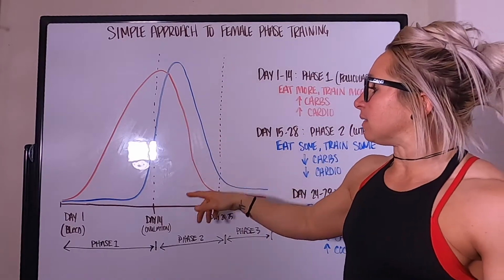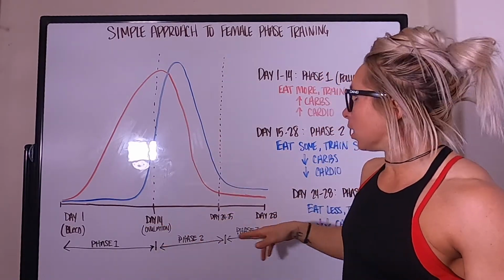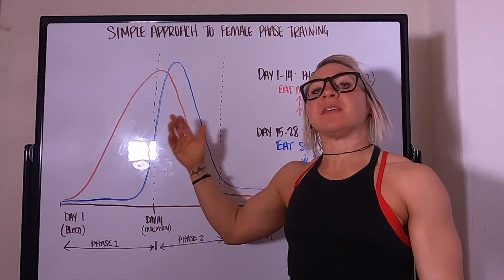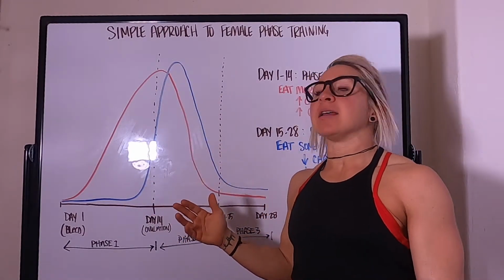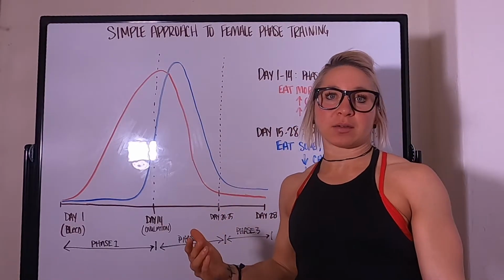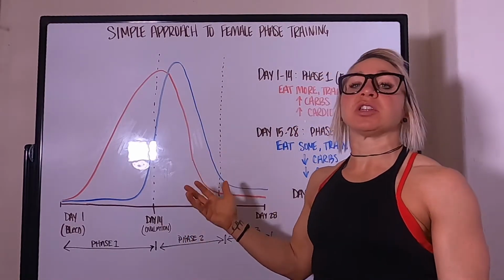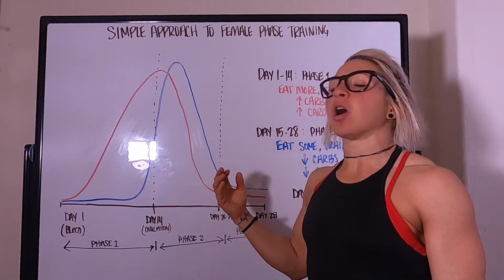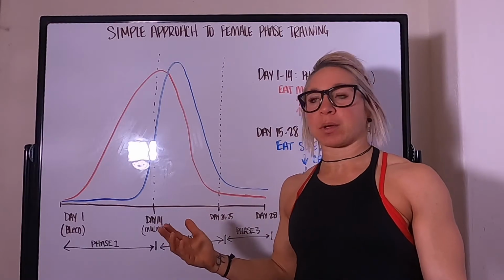The second 14 days, so from here to here, this is where the blue line is more dominant, which is progesterone. So this is the progesterone dominant phase. And this is the phase where you're more likely to store fat with carbs and stress, okay? Progesterone is still really good to have around because it's also anti-stress. It's just not as strong as estrogen, okay?